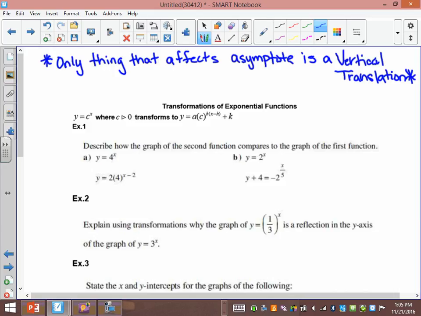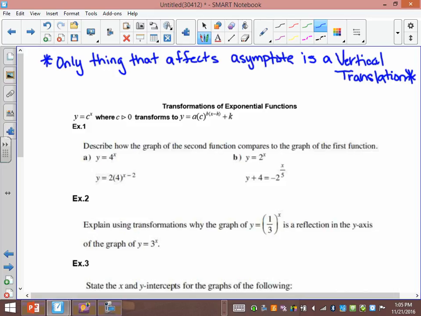So I gotta put these down before I write on the board with them, because that's what's gonna happen. So the only thing that affects an asymptote is a vertical translation. Only thing. Okay? Now, your range is based on your reflections.